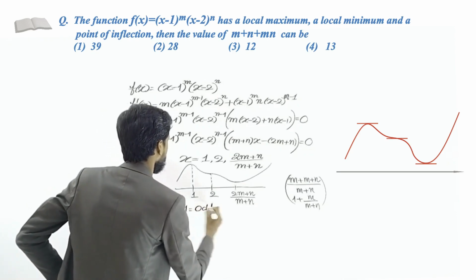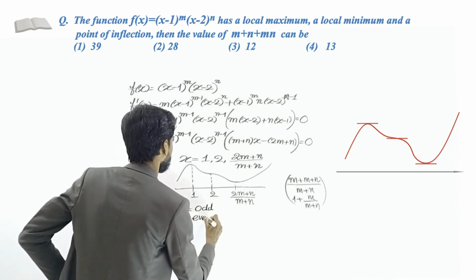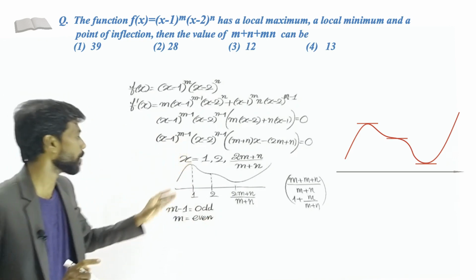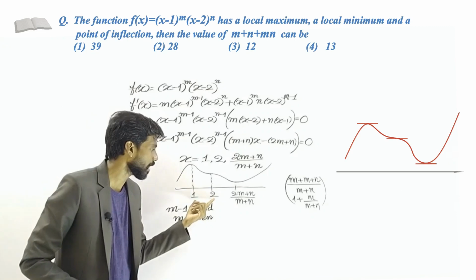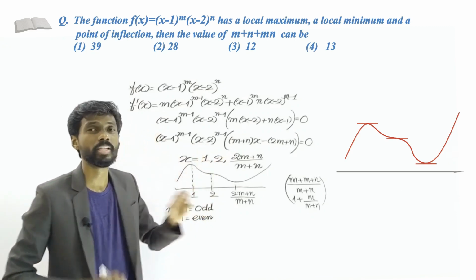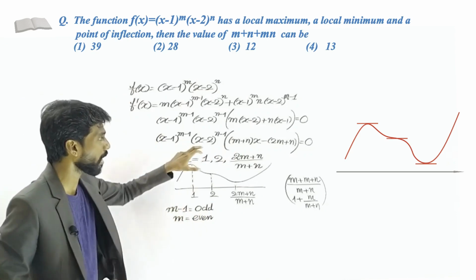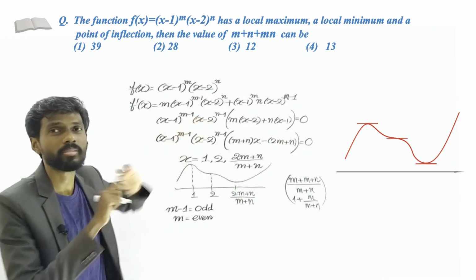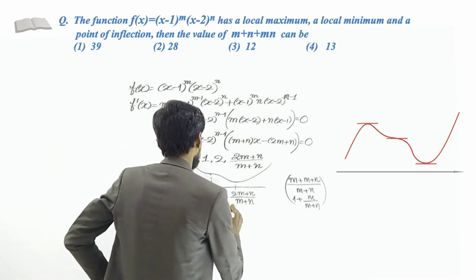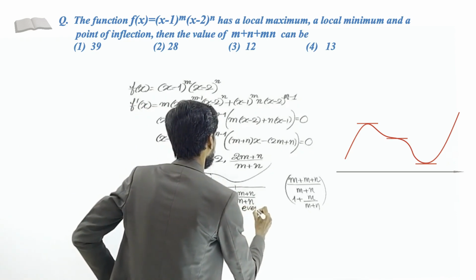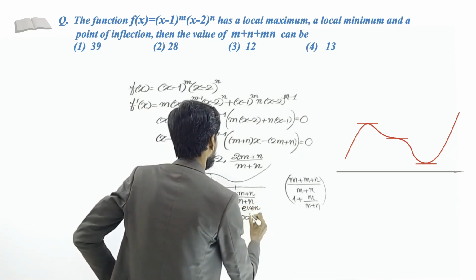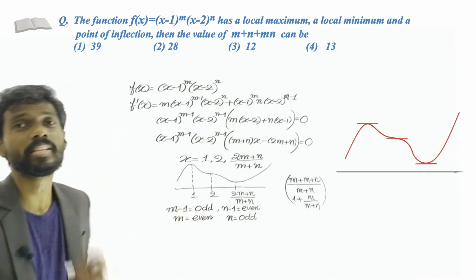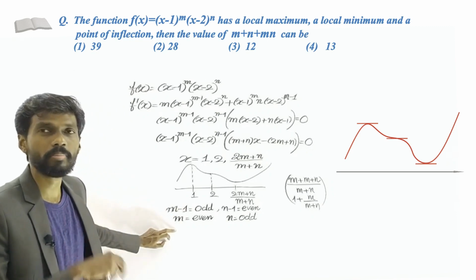So m minus 1 must be an odd number. That means m is an even number. Do you understand? If m minus 1 is an even number, it does not change the sign, so that means it will become a point of inflection. So now here take the point at 2: less than 2 or greater than 2, it should have the same sign. That will happen only when this power is an even number. So n minus 1 must be an even number, that means n is an odd number. So that's all, m is an even number, n is an odd number. That is the conclusion. One of them is an even number, the other one is an odd number.